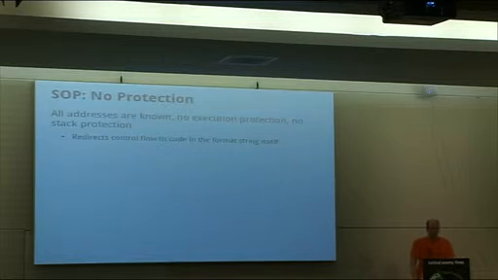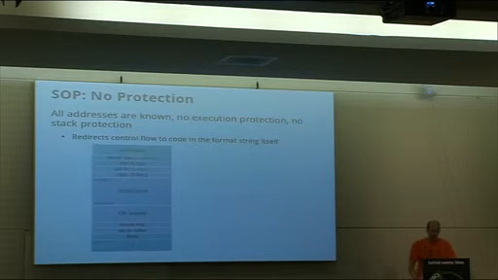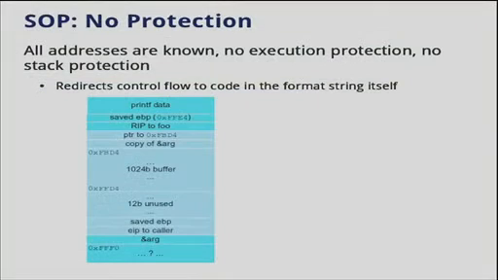First of all, if we don't have any protection at all, then all addresses are known. We don't have any execution protection, no stack protection, and nothing at all. So here we have the three stack frames, the main frame, the foo frame, and from the foo frame we call the printf function. If you look into that, we have the buffer on the stack, we have some unused bytes that are left over for alignment reasons, and we have our EBP and EIP in the end.